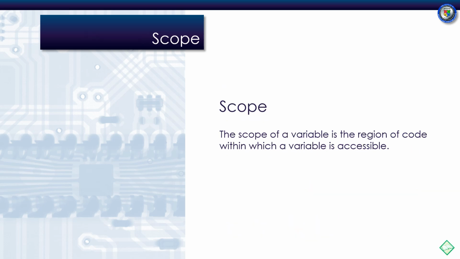To start this lesson, I feel it's best to start with a simple definition of what scope is. The scope of a variable is the region of code within which a variable is accessible. This means where can we access this variable? From where in the program?